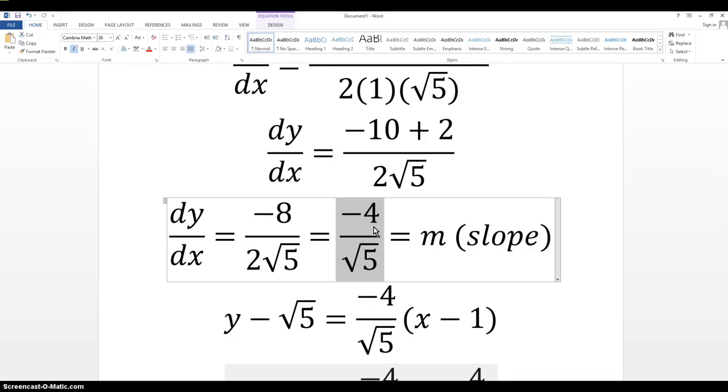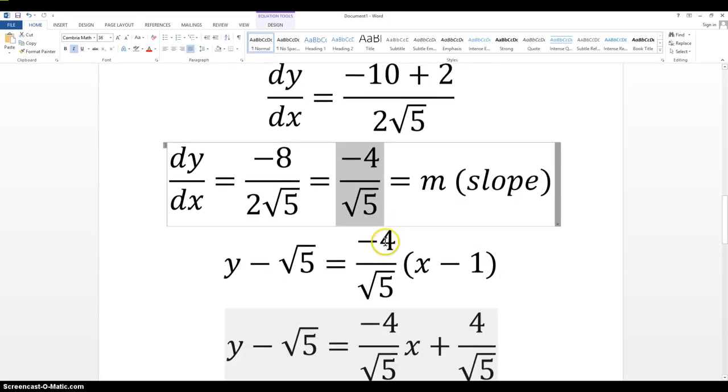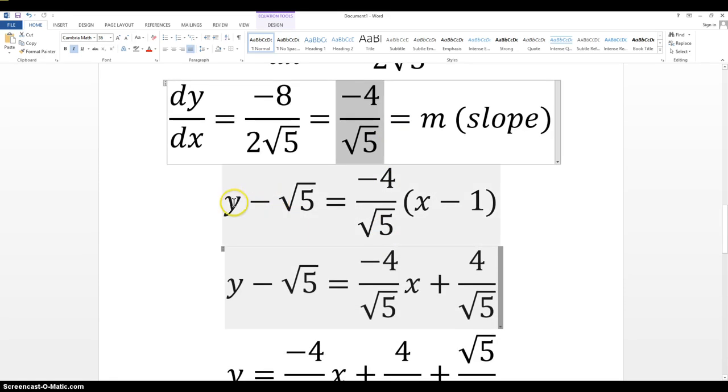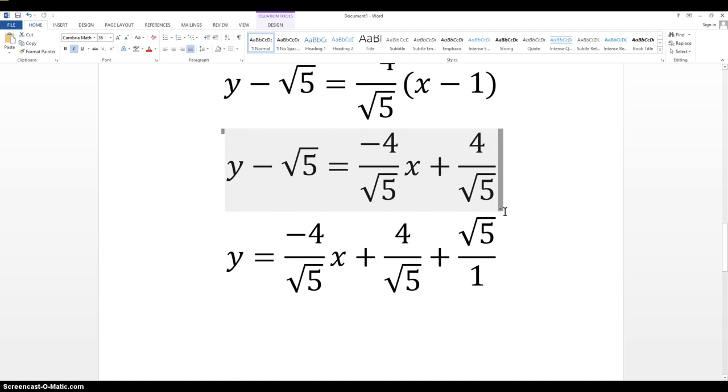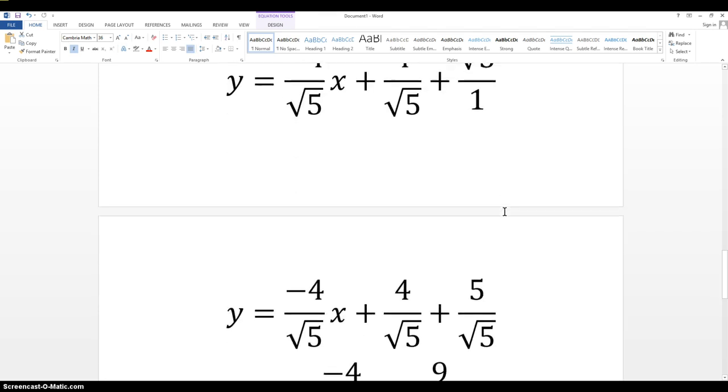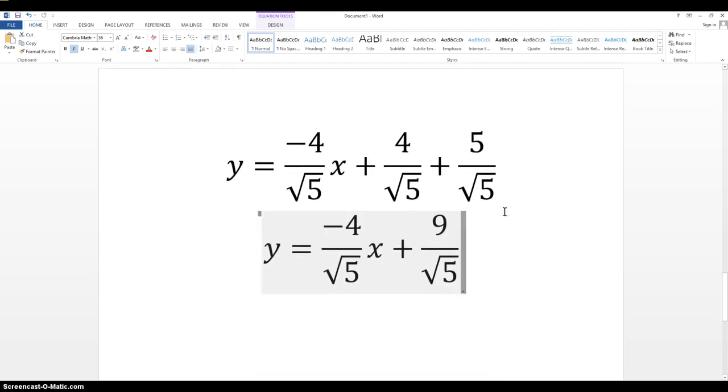But then we got to take that negative reciprocal part, so that means we change the sign, and that negative will change to a positive. So my negative reciprocal of this slope is positive square root of 5 over 4. You're going to use the exact same point, so you're going to say y minus square root of 5 equals positive square root of 5 over 4 times x minus 1. Go ahead and distribute everything, combine like terms, find a common denominator, etc., and you should get the equation of a normal line.